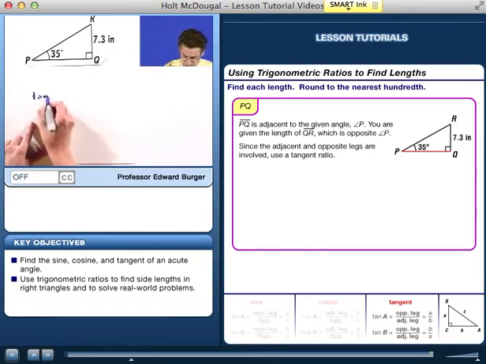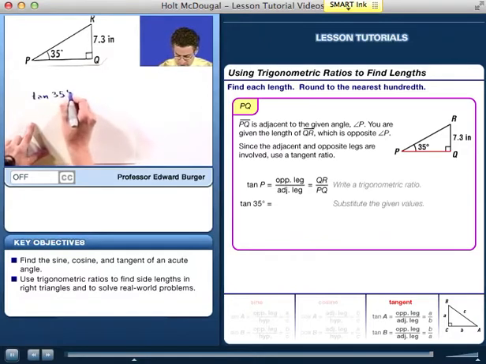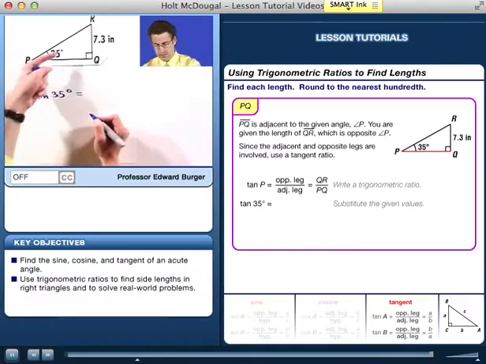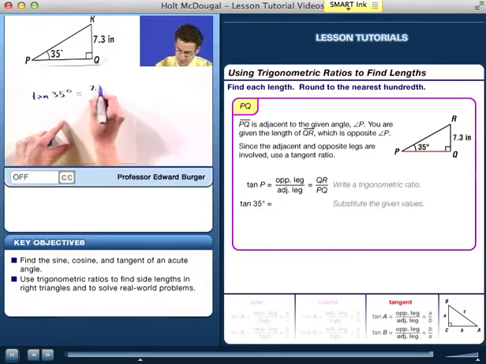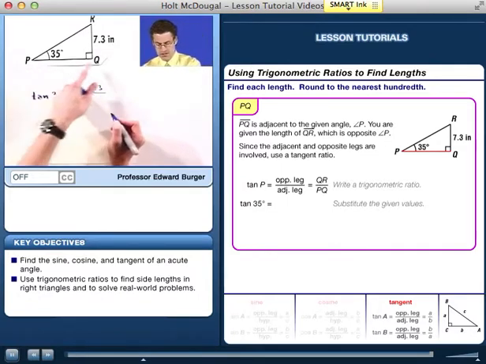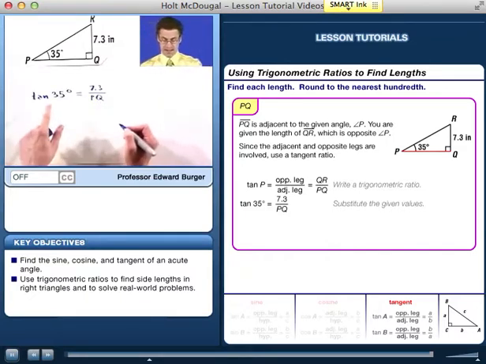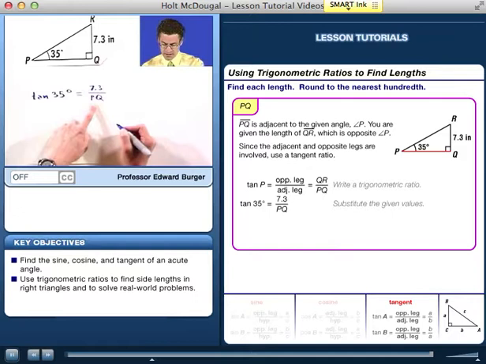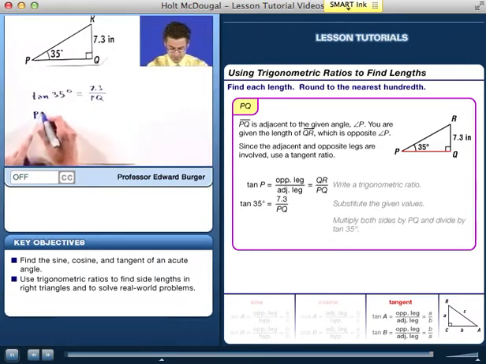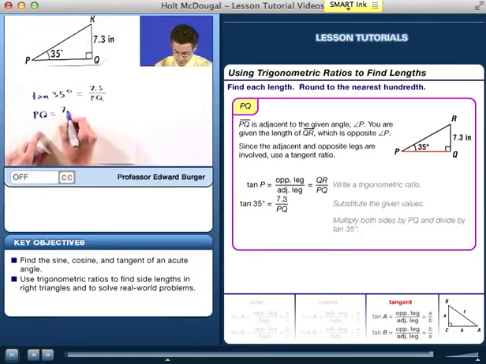So this leads me to consider the tangent of 35 degrees. And what does it equal? It equals opposite 7.3 divided by adjacent, which is the length we want, PQ. Well, this is great because I can actually figure out now what PQ is. If I solve this for PQ, you can multiply both sides by PQ and then divide through by tangent of 35. I see that PQ equals 7.3 divided by the tangent of 35 degrees.